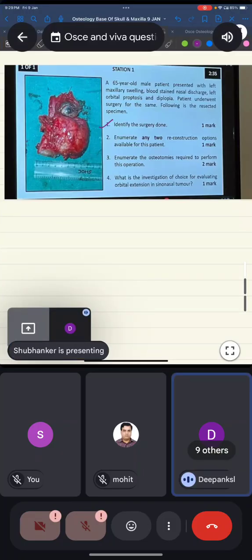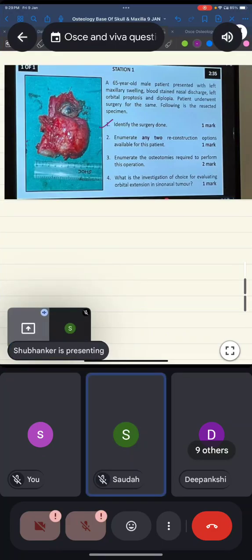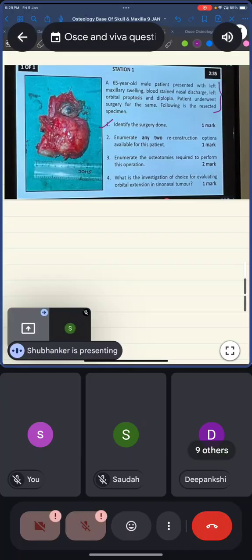Medial maxillectomy. Total maxillectomy. I'll go with total maxillectomy. Why total maxillectomy? Because the history which they are giving to us is going more towards the malignancy part. Medial maxillectomy would not be a better option as per myself. अगर मैं exam दे रहा होता तो I'll answer it as total maxillectomy with orbital exenteration.